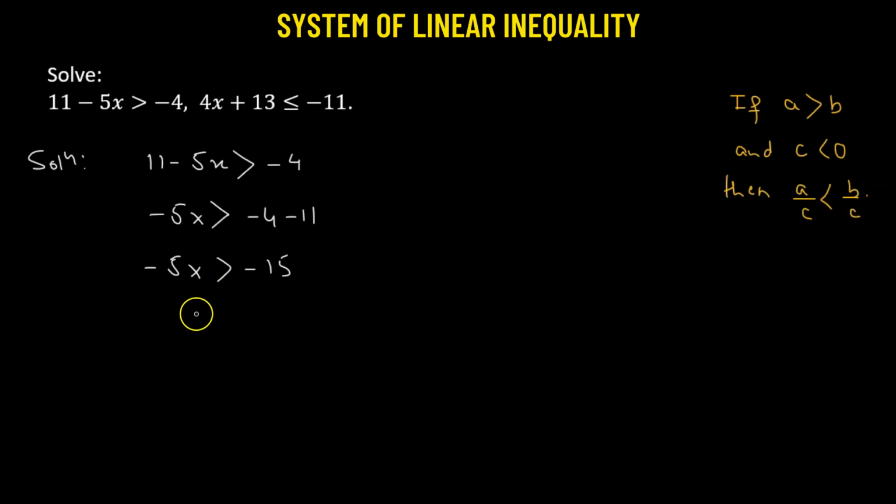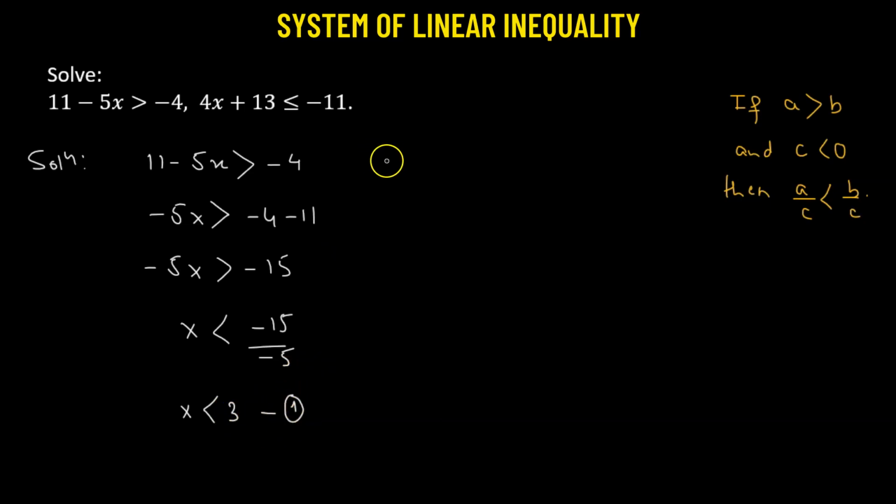So in our case, when we divide by negative 5 on both sides, we have greater than, so x will become less than negative 15 over negative 5. So that means x will be less than, negative 5 times 3 is negative 15, so x will be less than 3. So let's label this as number 1.